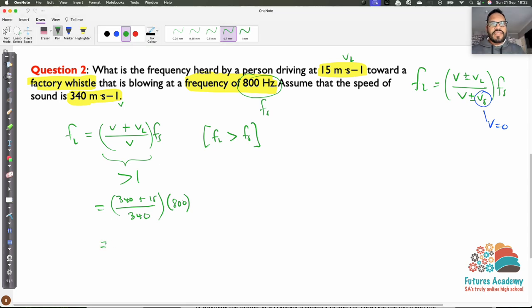Okay, so that gives us a solution here of 835.29 hertz. Okay, so if we test our intuition, we can clearly see that when I am approaching a sound source that is emitting a frequency of 800 hertz, as I approach it, it will appear as though it is more than 800 hertz to me.